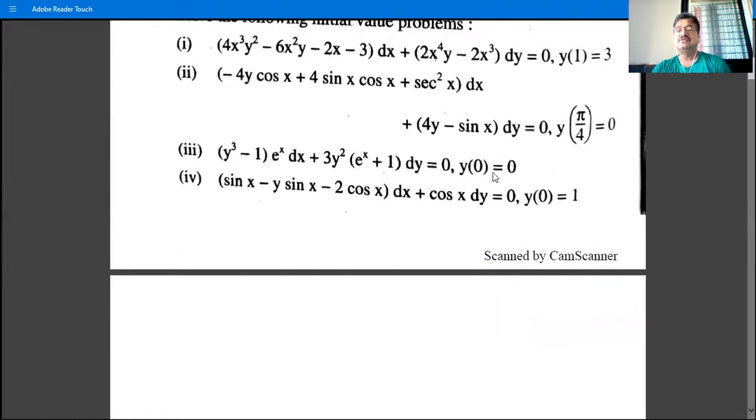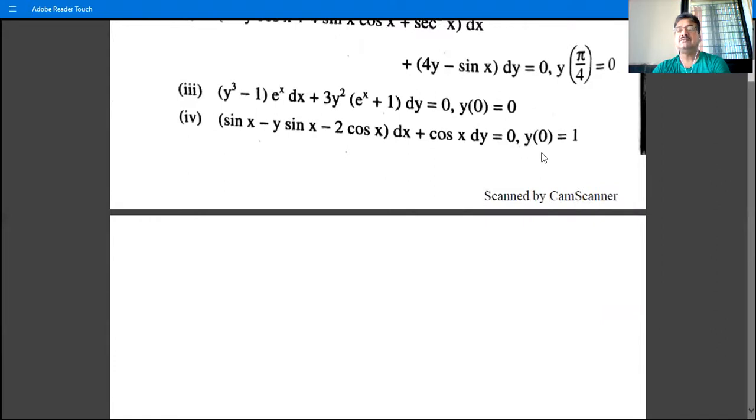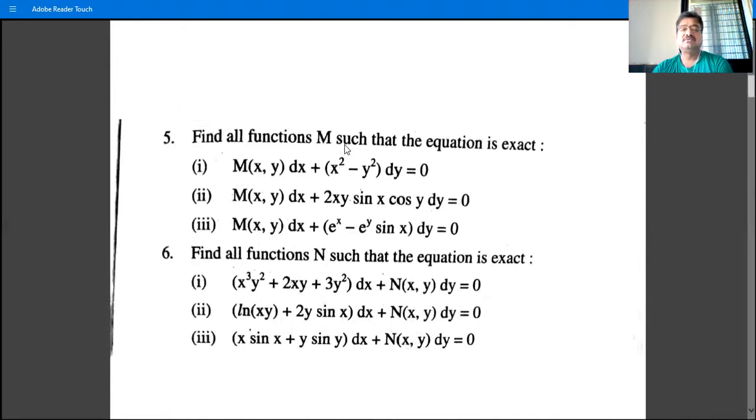So y(0) = 0 means y is 0 if x is 0. y(0) = 1 means y is 1 if x is 0. That is, substitute y equal to 1 and x equal to 0 in the answer of this problem, then find the value of c and resubstitute that value of c in the general solution. We get the particular solution.